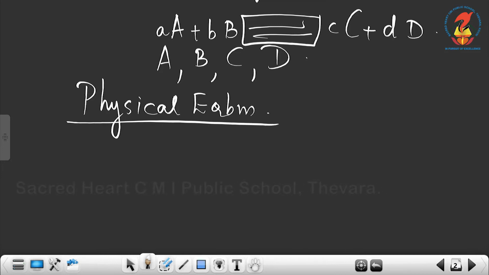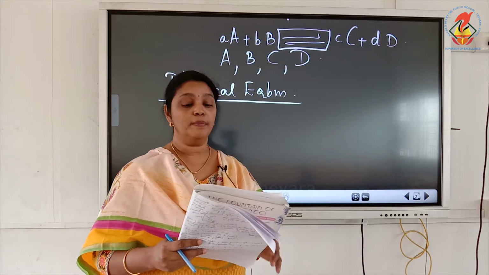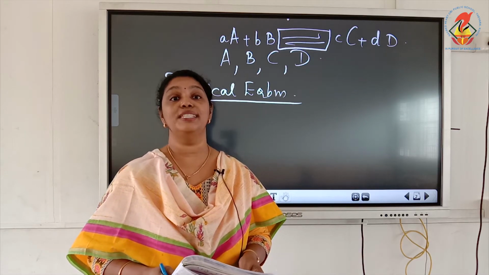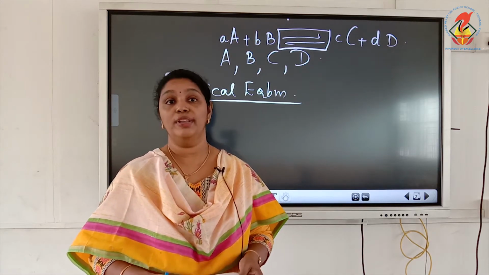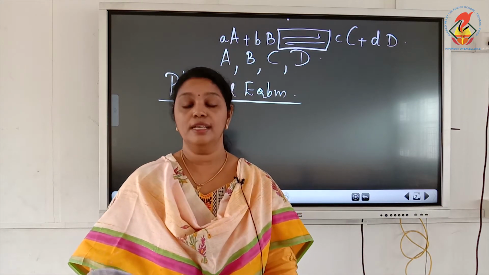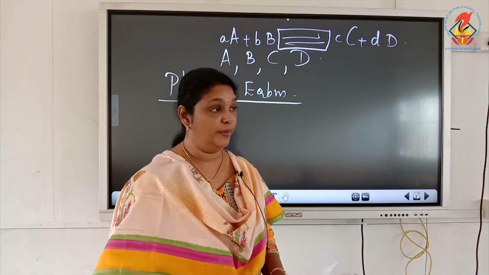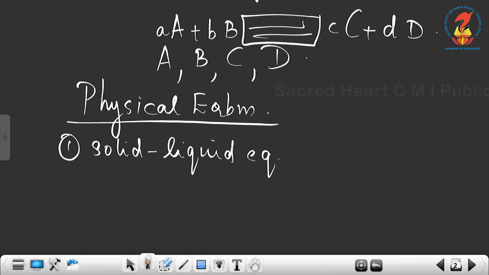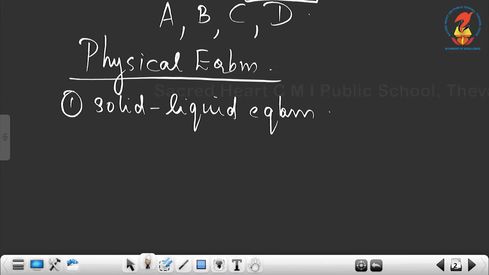Physical equilibrium. If the opposing processes involve only physical changes, it is called physical equilibrium. Now, we have 5 types of physical equilibrium to study. The first type is solid liquid equilibrium. Now, an example for the solid liquid equilibrium is melting of ice.